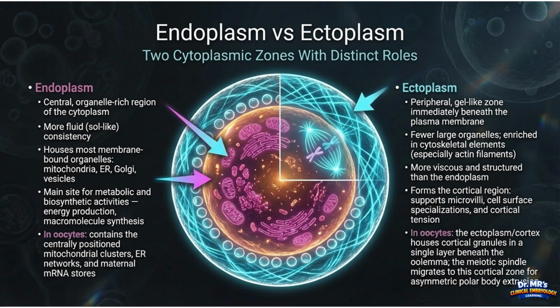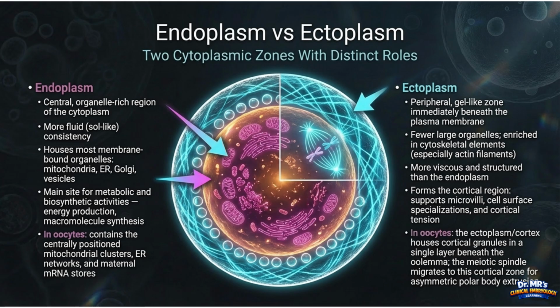The ectoplasm, by contrast, is the peripheral zone immediately beneath the plasma membrane. It has a more gel-like, viscous consistency and is relatively depleted of large organelles. Instead, it is enriched in cytoskeletal elements, particularly actin filaments, which give it both structural rigidity and the capacity for dynamic remodeling. In the oocyte, the ectoplasm forms what we call the cortical region. This cortex is the site of some of the most clinically important events in reproductive biology.